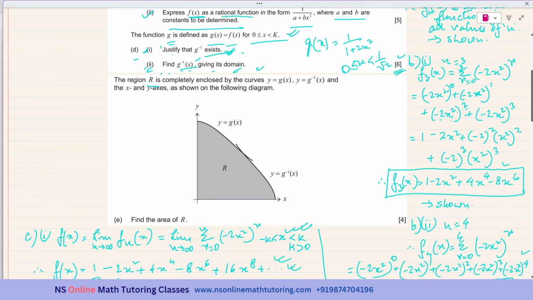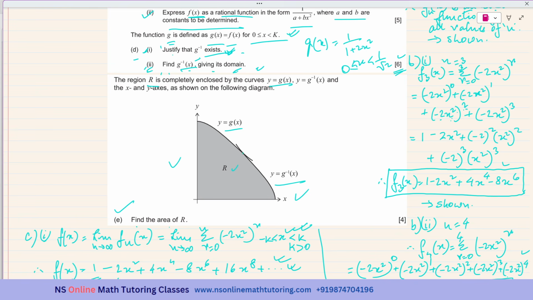the region R is completely enclosed. This is the region R by the curves y equal to g of x, y equal to g inverse of x, the x-axis and the y-axis. As shown on the following diagrams, the part E question is find the area of R.